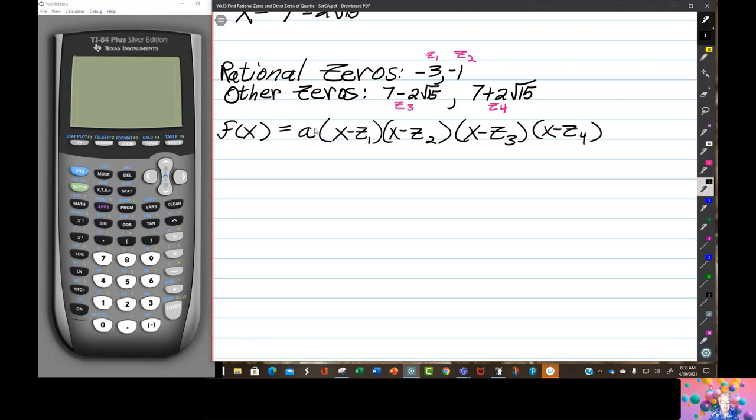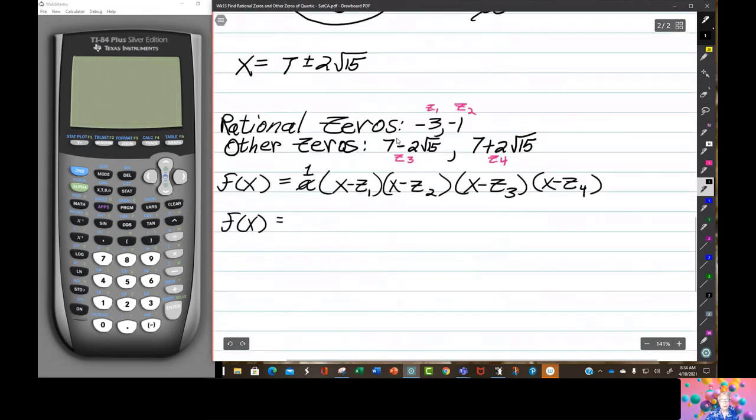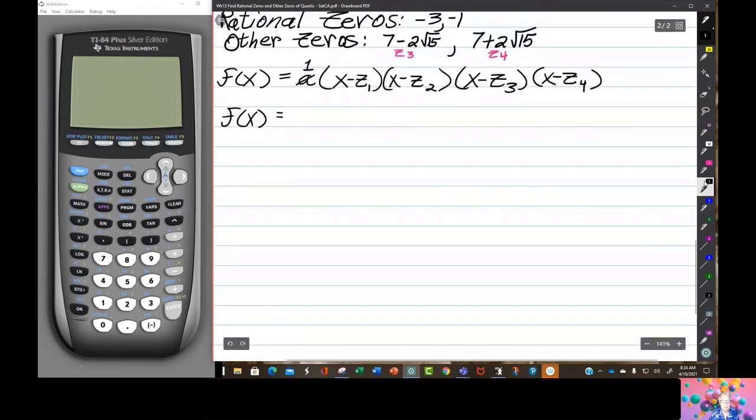A is 1 in this, it's an invisible 1, remember. Let's go back to the beginning for a minute. F of x equals x to the fourth, and so on. There's an invisible 1 in front of there. A is the leading coefficient. So it really is 1. Now, x minus z1 is x plus 3. X minus z2 is x plus 1.